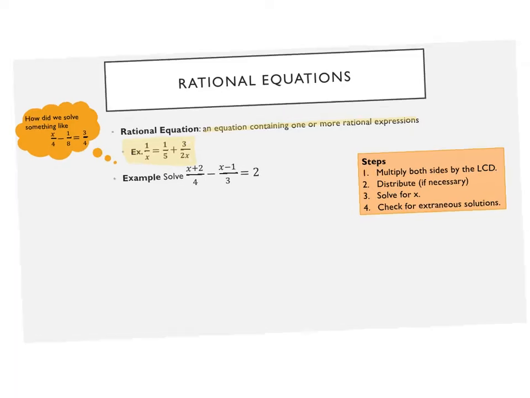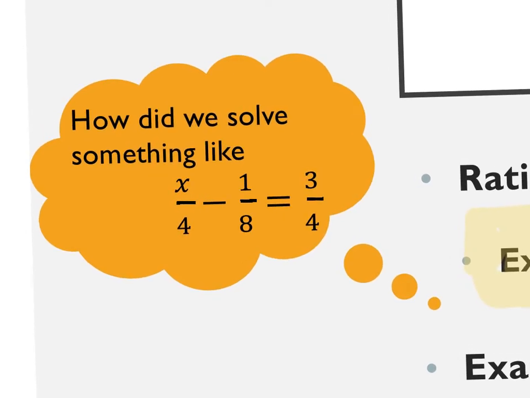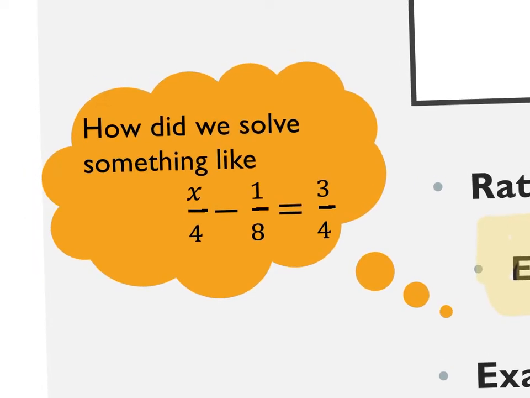So if we look at the thinking bubble here, how did you solve something like this a long time ago, probably back in algebra? Well, how we're going to approach this is we're going to identify what the common denominator is, and our common denominator between 4 and 8 is 8. So if we multiply both sides by 8, let's see what happens.